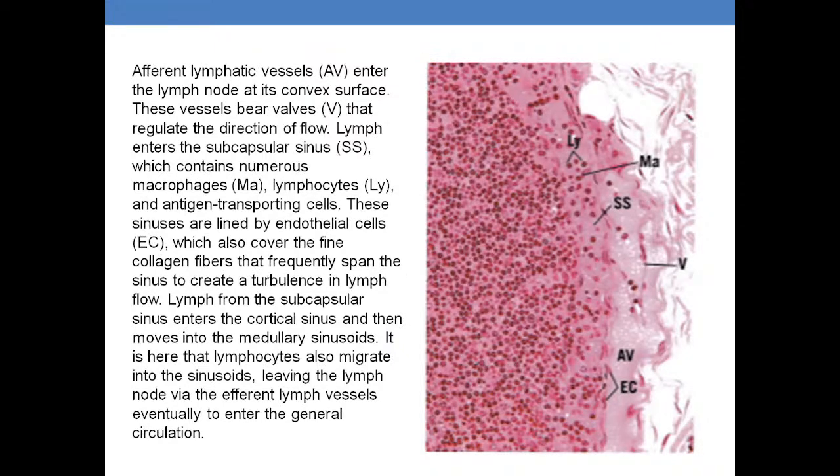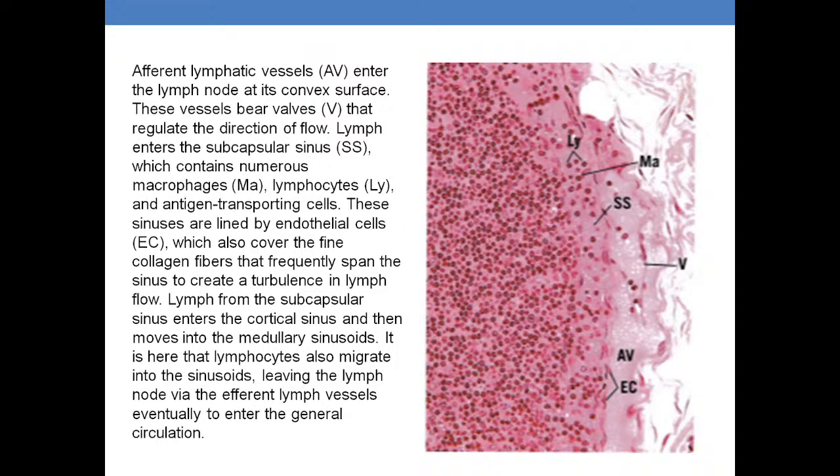Afferent lymphatic vessels enter the lymph node at its convex surface. These vessels bear valves that regulate the direction of flow. Lymph enters the subcapsular sinus, which contains numerous macrophages, lymphocytes, and antigen-transporting cells. These sinuses are lined by endothelial cells, which also cover the fine collagen fibers. They frequently span the sinus to create turbulence in lymph flow.